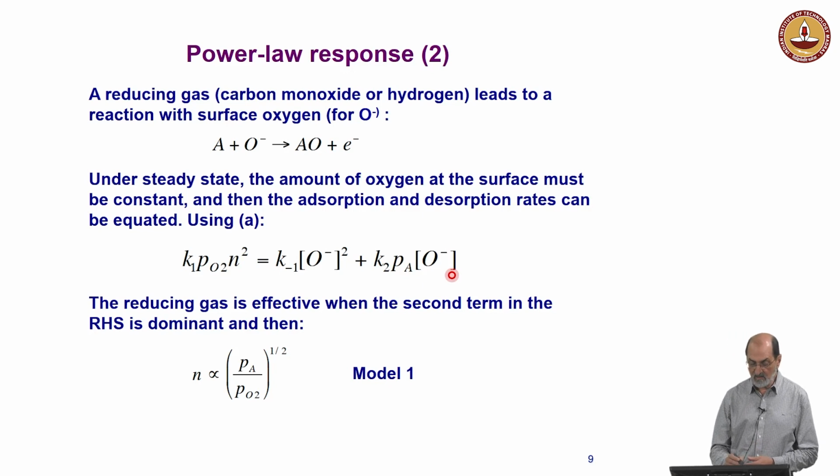So with model 1, we arrive at this ratio. That is, the density of the electrons in the grain is going to be proportional to the pressure of the reducing gas to the 1/2 and inversely related to the pressure of oxygen to the 1/2, right?